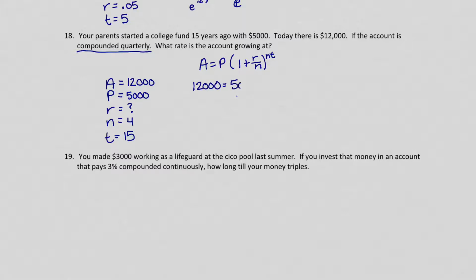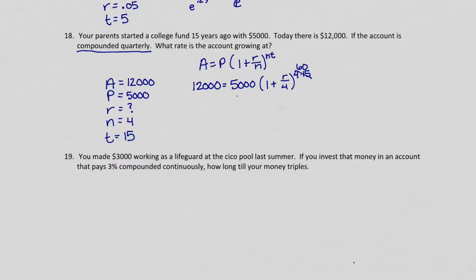P is 5,000. Then we have 1 plus the R, we don't know, over 4. And it's 4 times 15 is the power. Okay, so 4 times 15 is 60. So let's just go ahead and do that. And then I need to solve for R. So I need to solve what's inside that parentheses. So I need to work my way inside the parentheses.